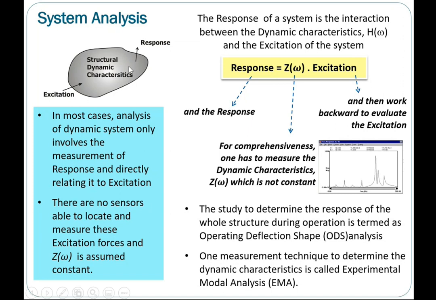You basically can explain based on the three factors. So to know this particular system information, in most cases, analysis of a dynamic system only involves a measurement of response and directly relates it to excitation. A lot of the time you only measure this, and if you can get this, then probably you can relate it to these excitations. So you can predict back the excitations.